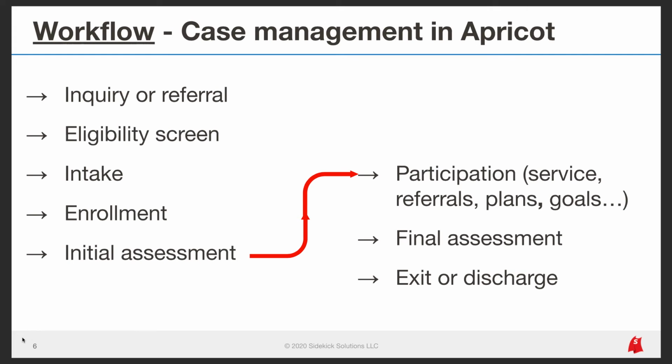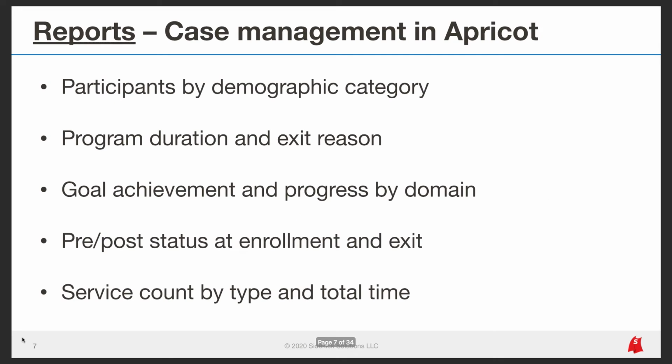Broadly, most case management systems want to report on the following things: historical participation by some demographic categories, participation of clients by total duration and their exit reason. You may also be interested in goal achievement and progress made by client in domain areas. A lot of programs will also conduct a pre-post status at enrollment and exit. And then we're also logging services and potentially correlating service effort and input against quantitative evaluations of pre-post progress through enrollment.